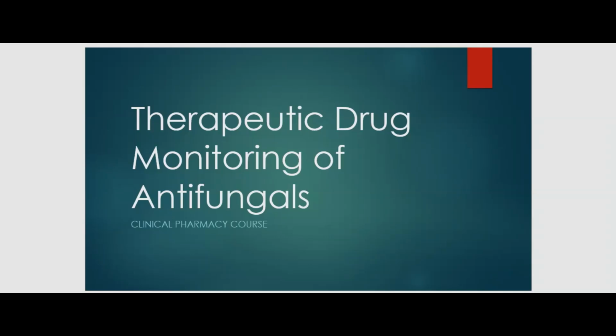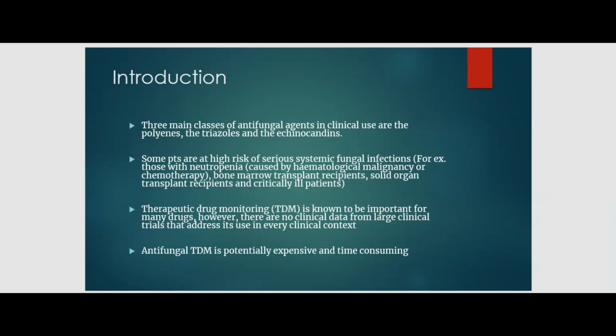Now let's get started with a little bit of introduction about antifungals. Three main classes that we have: the polyenes, the triazoles, and the echinocandins. Some patients, of course, could be at high risk of systemic fungal infections, those who are severely immunocompromised, per se, those with bone marrow transplant, or even solid organ transplant patients. All of these are at high risk of serious fungal infections.